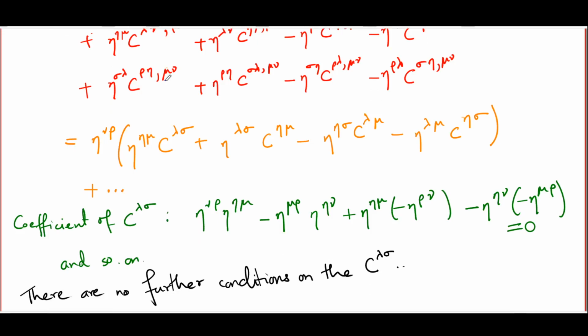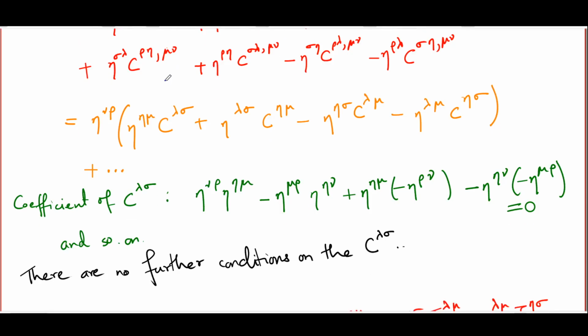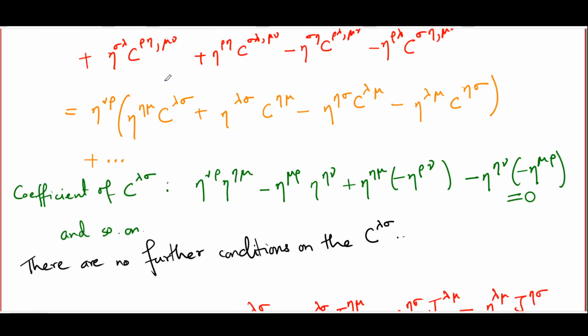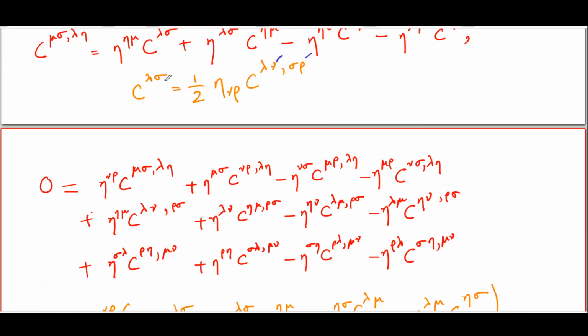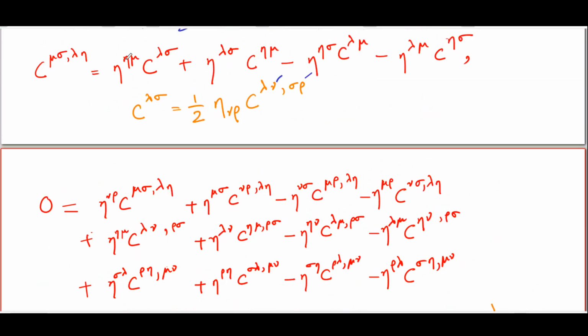That's of course a long calculation because you have 12 terms originally. Each one of them has this 4-piece replacement. So you get 48 total terms. But if you just look at the coefficient of one term, say C lambda sigma, and do it carefully, you will find that that vanishes. And this happens for each one of the C lambda sigmas. So there are no further conditions involved. This one is the only condition, that the C mu nu lambda sigmas can always be written down in terms of C lambda sigmas in this particular manner.